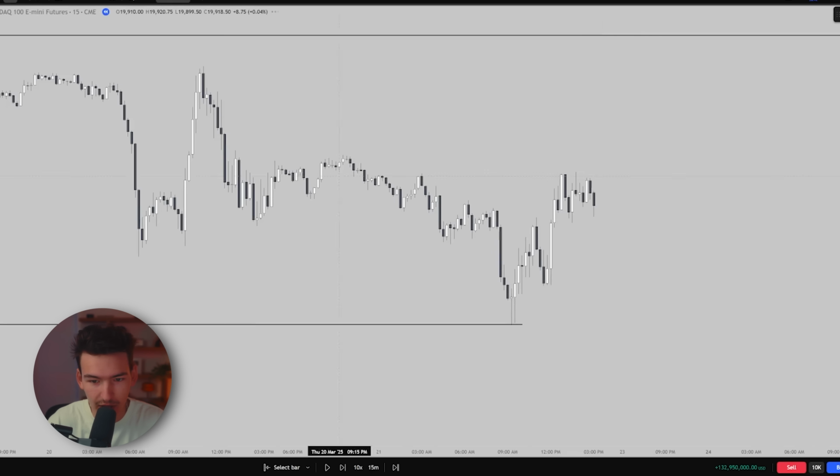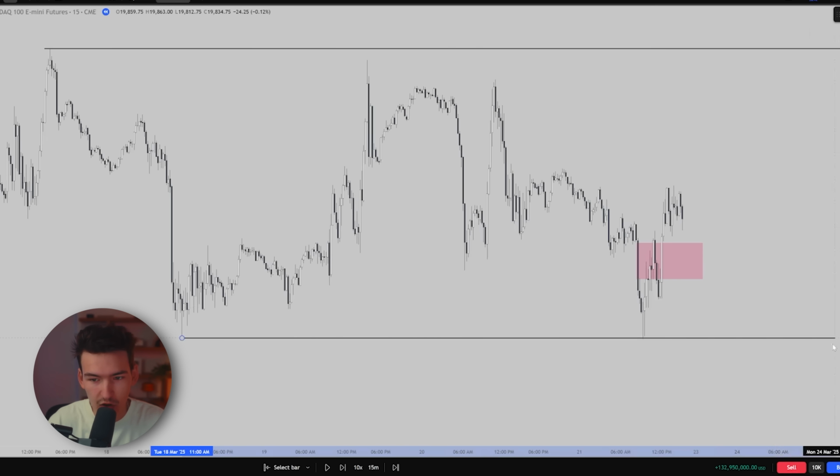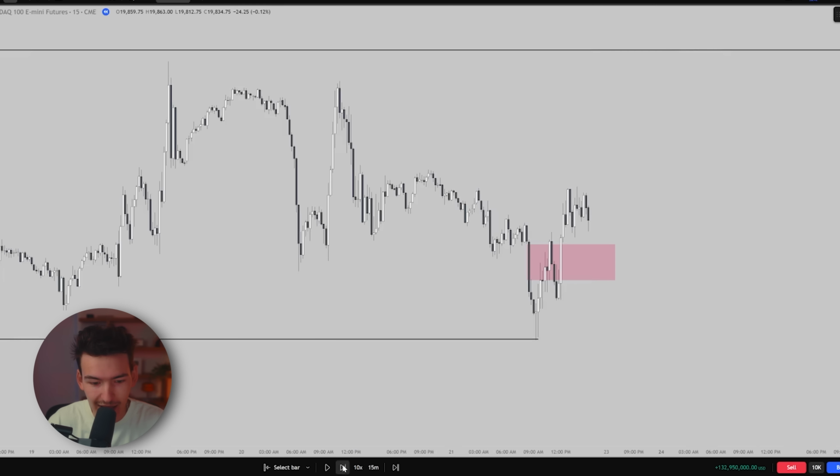And again, notice what's happening here. This 15-minute fair value gap gets ran through to the upside. So we're having a shift in order flow. What would I want to see? I would want to see this act as an inverse fair value gap. So we continue and expect the draw on liquidity to be that buy side.